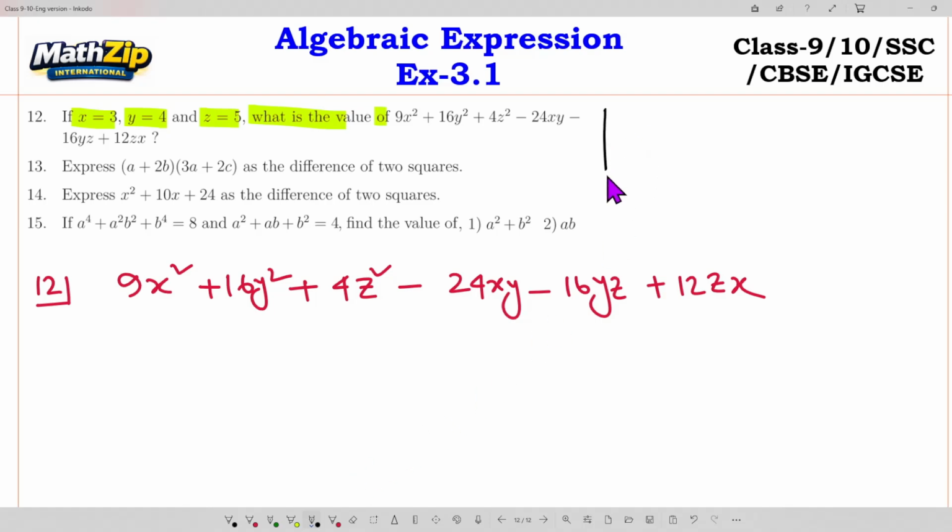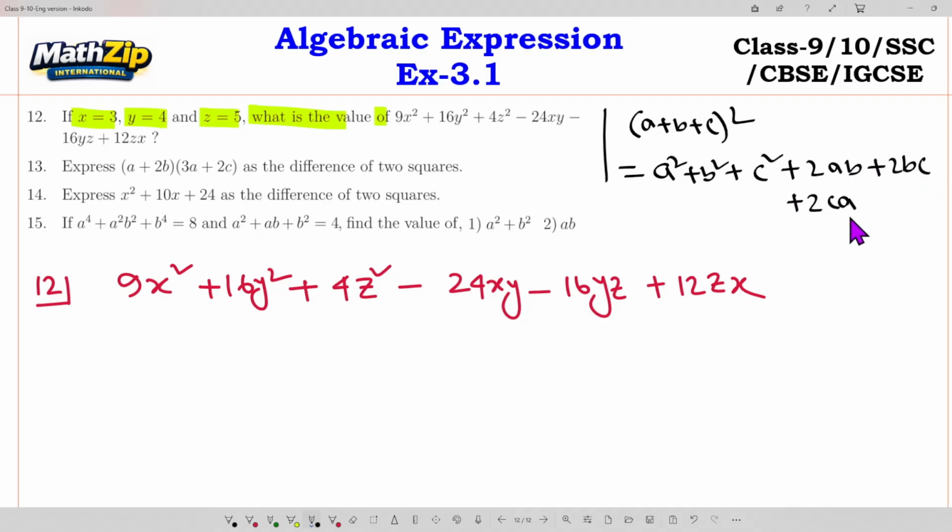Look, we know an algebraic expression identity, which is (a plus b plus c) whole square. It means a square plus b square plus c square, then plus 2ab plus 2bc plus 2ca. So if we want to make it similar, in that case, first a square, it means 3x square, we can write this one, plus this one is 16y square, but here is a problem.